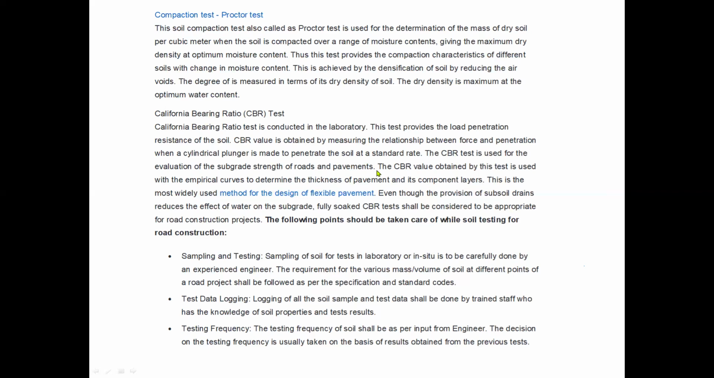Test data logging of all the soil samples and test data shall be done by trained staff who have the knowledge of soil properties and test results. Testing frequency of soil shall be as per input from the engineer. The decision on the testing frequency is usually taken on the basis of results obtained from the previous test.